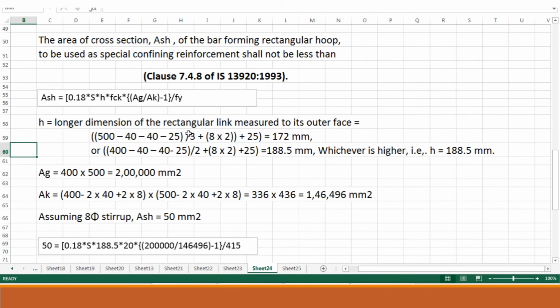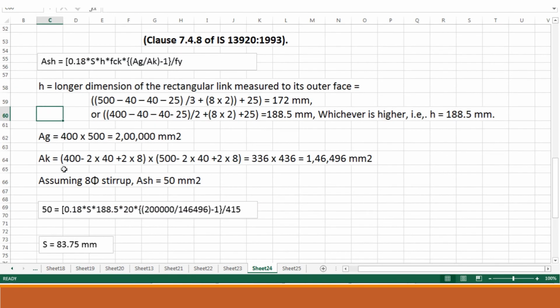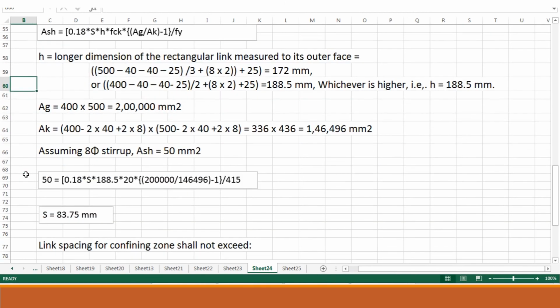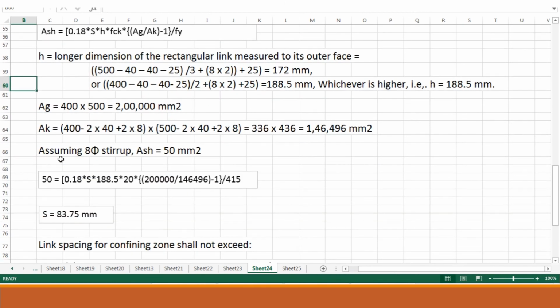H is the longer dimension of the rectangular link measured to its outer face, and this is what we are getting. And third thing is S is the spacing of the stirrups. Now ASH is the area of the cross section of the bar forming rectangular hoop. Now having known, assuming 8 mm phi stirrups, ASH would be 50 mm square.